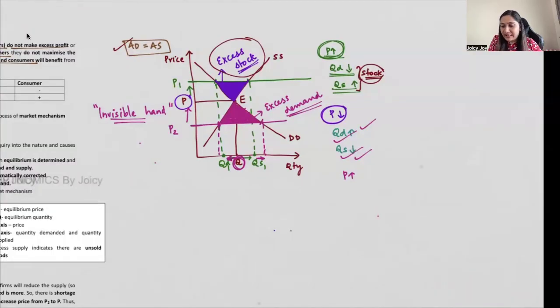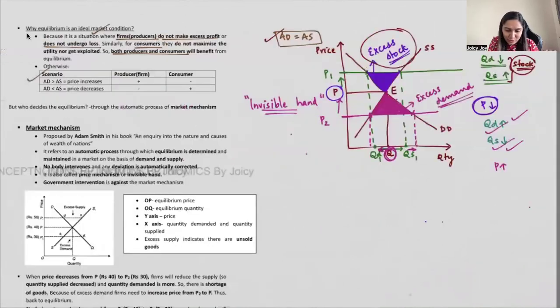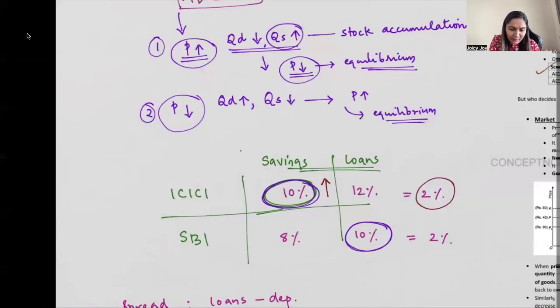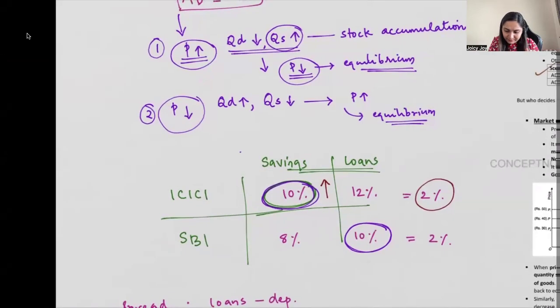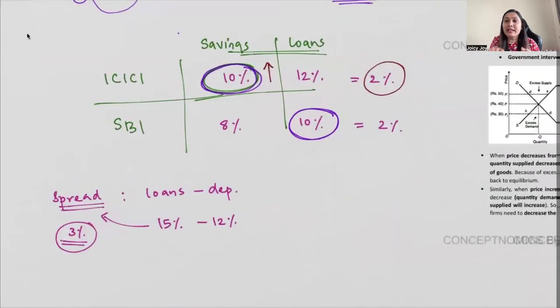So whenever the sellers are facing a stock creation or an outstanding stock, they will reduce the price, which means that here in the case of ICICI, they will reduce the price or the rate of interest on loans because there is an excess stock of savings there. So they want to sell it out. So what will they do? They will reduce the interest rate on loans.